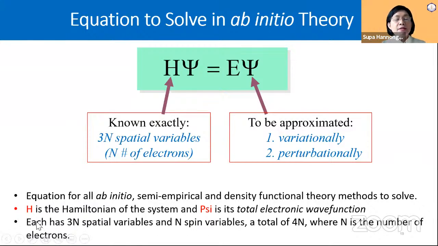So each term, the total electronic wave function will have 3N spatial variables and N spin variables, and big N here is the number of electrons. Okay, so we have 3N spatial variables and N spin variables, resulting in a total of 4N, where N is the number of electrons.